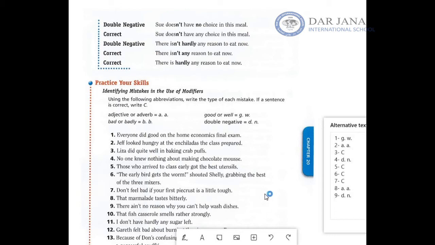Sentence number 10. That fish casserole smells rather strongly. Smells is a linking verb, and strongly is an adverb. And after a linking verb, we should use an adjective, not an adverb. So it should be strong, not strongly. So the problem here is in the adverb or adjective.